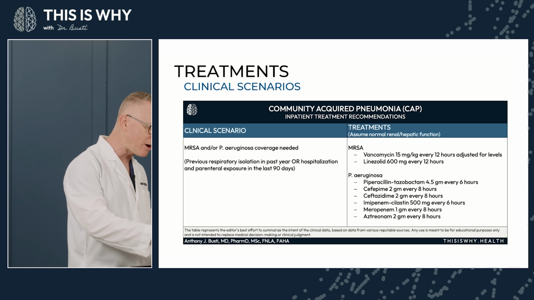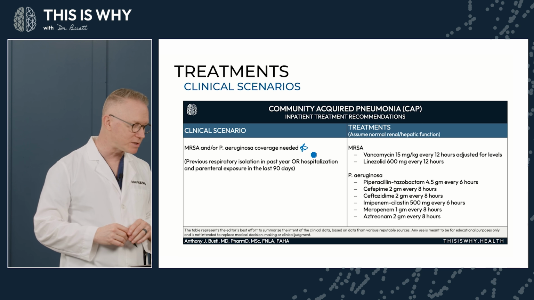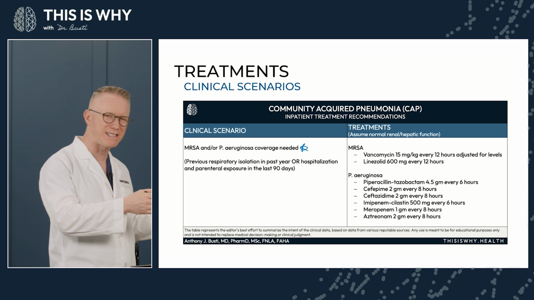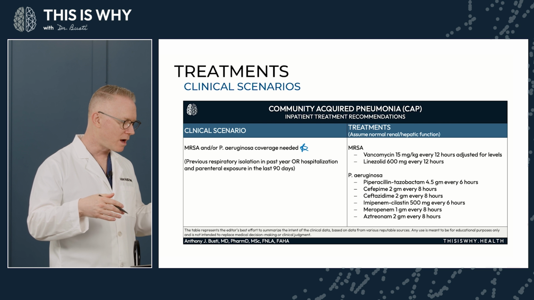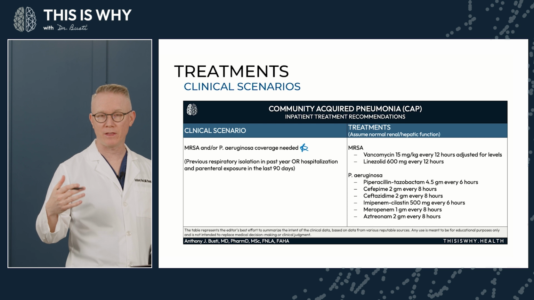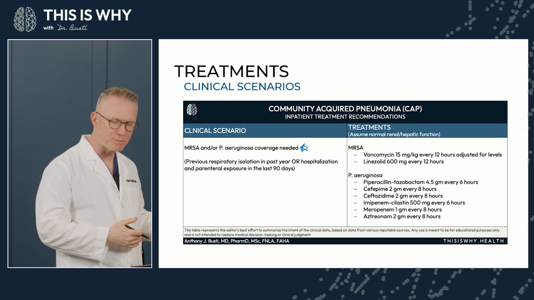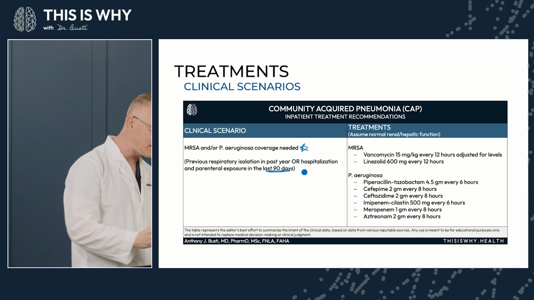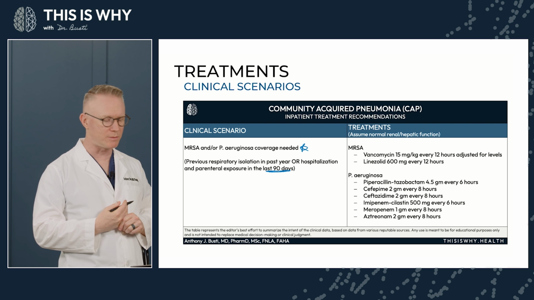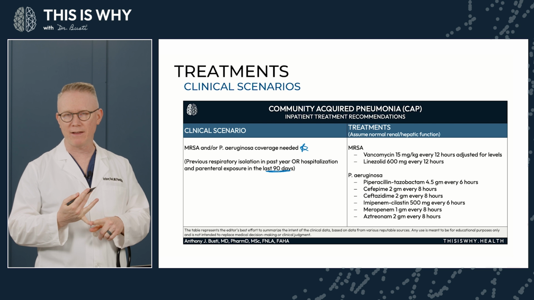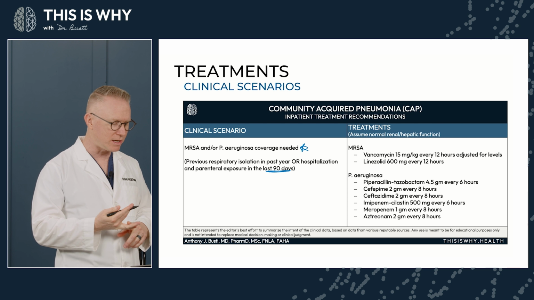But if you're going to add on and you're concerned about MRSA, such as patients who have had previous isolates on their sputum cultures, they've had blood cultures and they've been previously admitted, they were in the hospital in the last 90 days, these things put them at greater risk for these organisms. Well, then you need, for MRSA, vancomycin and linezolid.